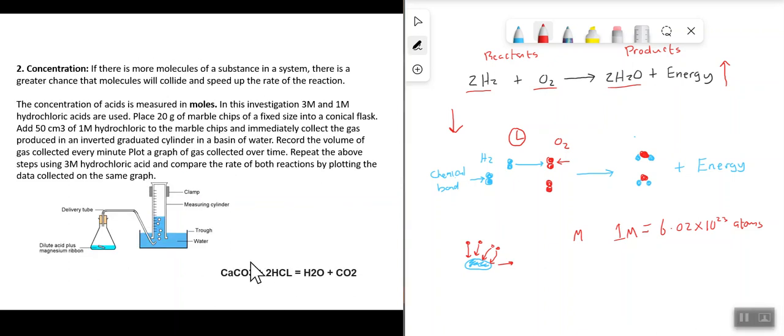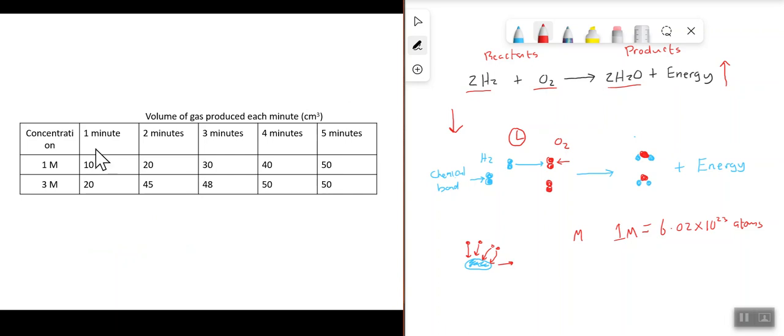Again, if we take this reaction here, the marble chip with the hydrochloric acid, if there are more molecules of the substance in the system, there is a greater chance that the molecules will collide and speed up the chemical reaction. So you have the marble chip and then you have the acid inside here. When they come into contact with each other, they react and release H2O and CO2 gas. It's released as air bubbles and we can measure the amount that's released in this measuring cylinder.